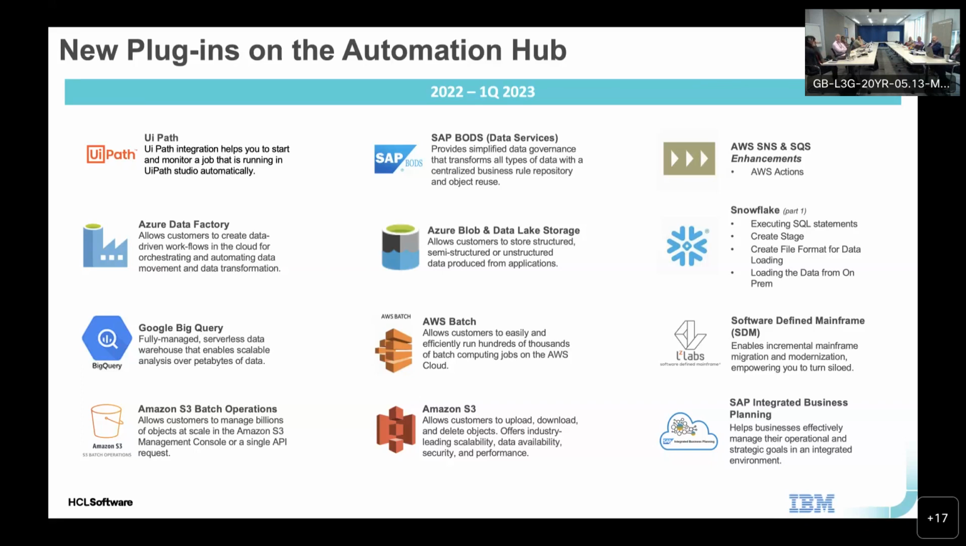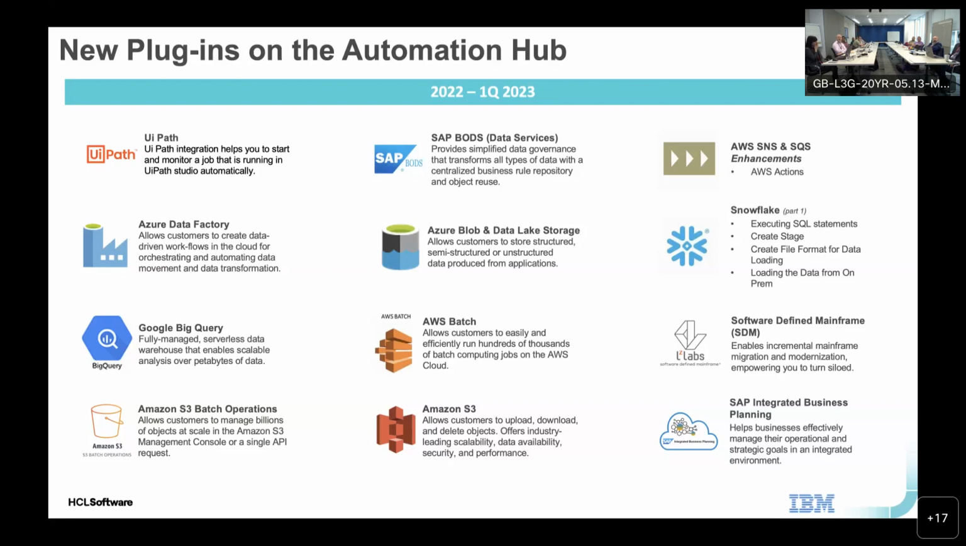UiPath is... I will give you more details around these plugins and some scenario details. But UiPath is an RPA tool. So this is the plugin to orchestrate the UiPath RPA pods. Azure Data Factory is a plugin in the Azure Cloud Services portfolio. BigQuery is for processing big data in Google.